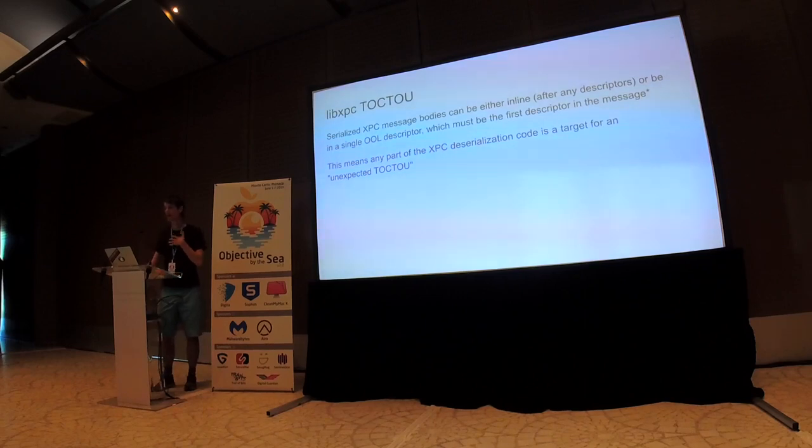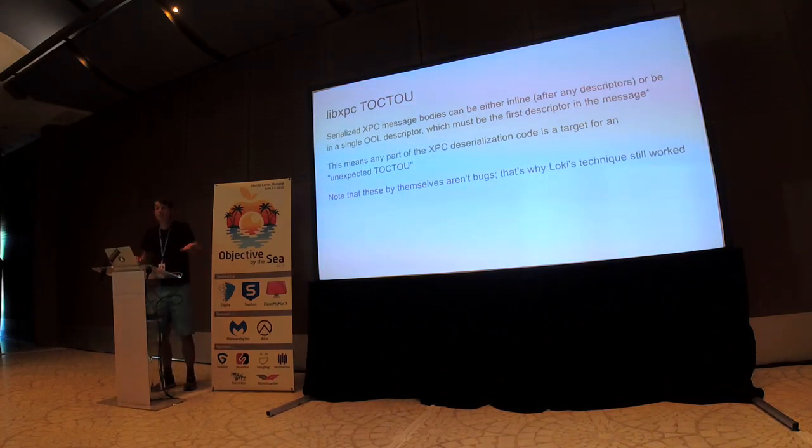So this means that any of the XPC deserialization code could be a target to find an unexpected time of check, time of use. Because remember, these things aren't bugs. These are just constructs that if you had a bug that enabled you to make shared memory where it shouldn't be, then all of these things become bugs. But they're not really there. And that's why none of them have been fixed, because there's nothing to fix if you think that you're never going to create one of these situations again.